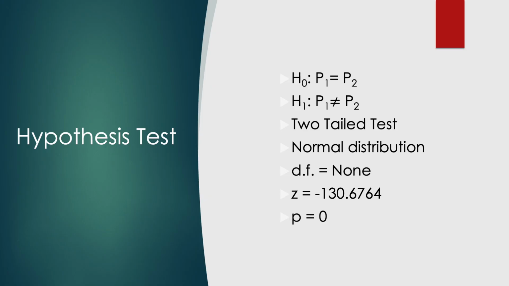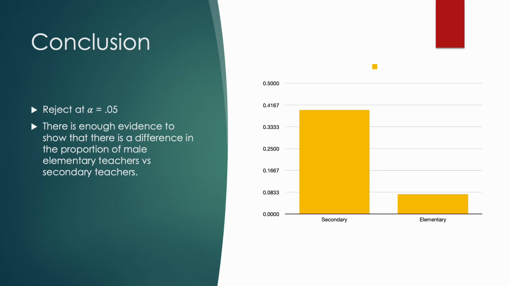The test value is z equals negative 130.6764, and for our p-value, it equals 0. At alpha equals 0.05, we therefore will reject the null hypothesis. This means that there is enough evidence to show that there is a difference in the proportion of male elementary teachers versus male secondary teachers.